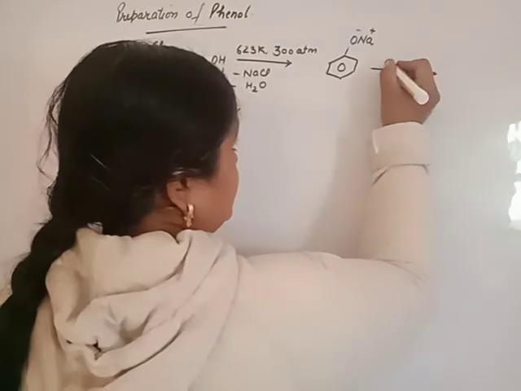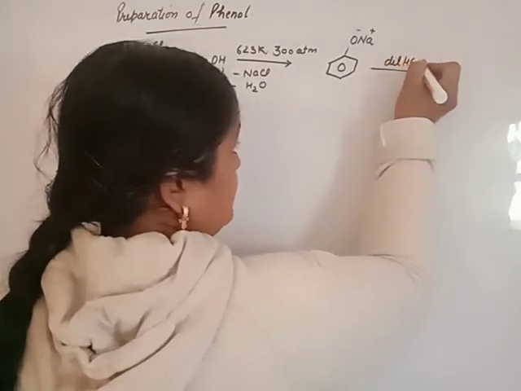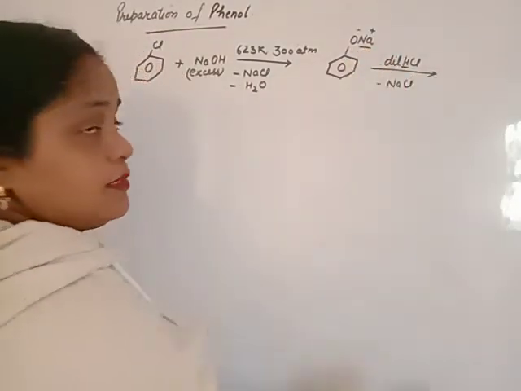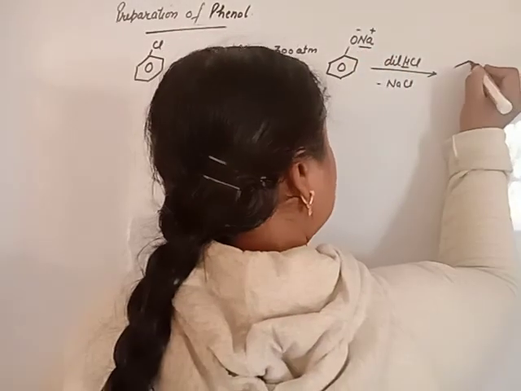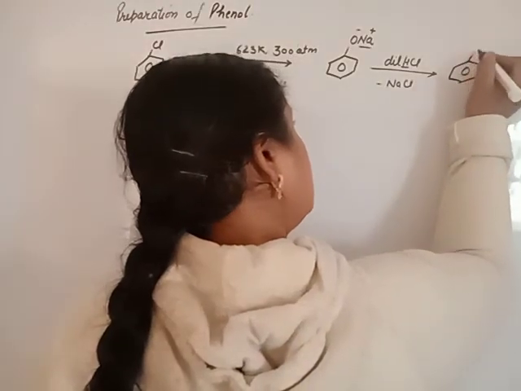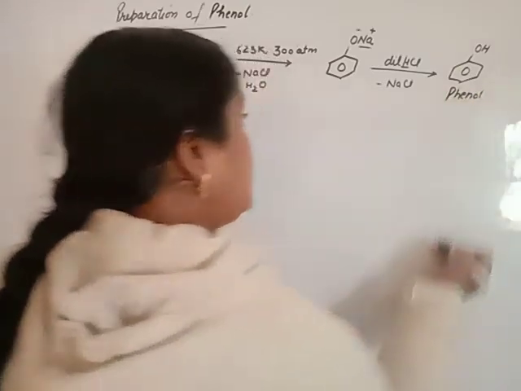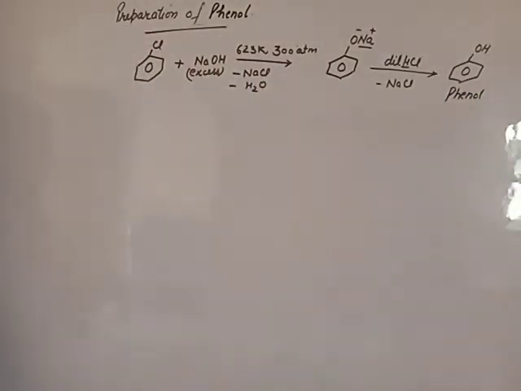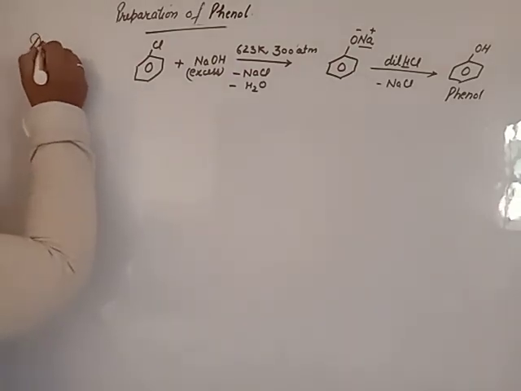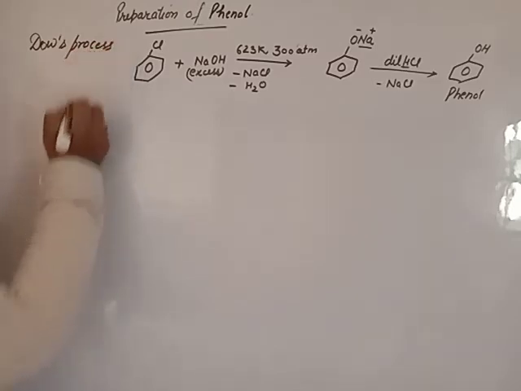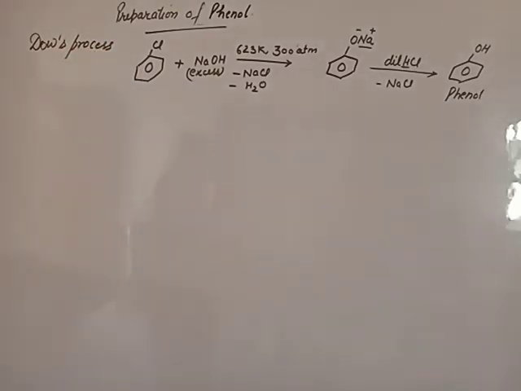This sodium phenoxide is treated with dilute HCl. NaCl is removed, the Na is replaced by H, and we will get phenol. This is a commercial method for the preparation of phenol. This process is known as Dow's process. Only chlorobenzene gives this, but not bromobenzene, iodobenzene or fluorobenzene.